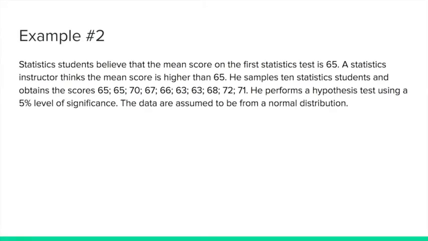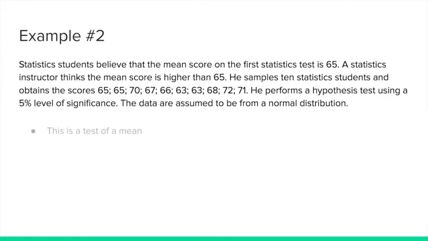For example 2, we have some data here for test scores. We have a group of students that believe that the mean is 65 for some test scores, and the statistics teacher thinks that the mean is higher than 65. So he samples 10 stat students and gets these scores. It looks like it ranges from 65 to 72. Performs a hypothesis test using a 5% level of significance, so that's an alpha value there, 0.05, and we are assuming that the data is from a normal distribution.